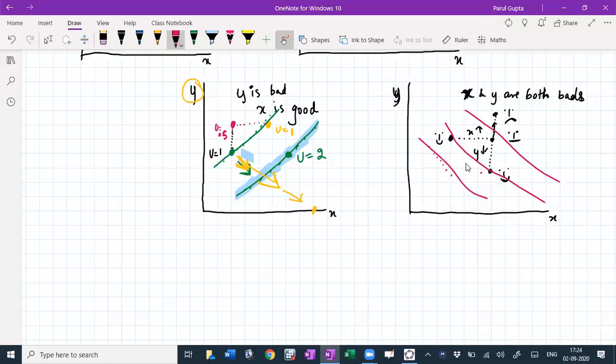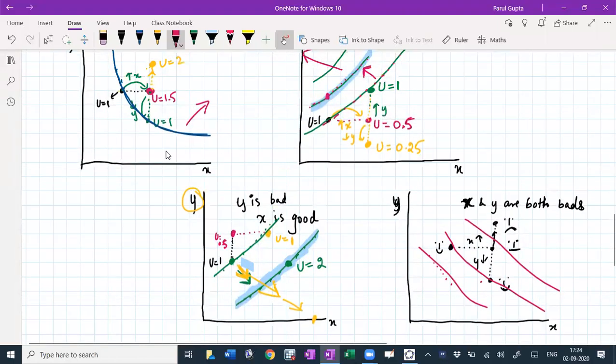Here also, now can you tell me in which direction I should point the arrow? How is this diagram different from this one? This is also a downward sloping curve, this is also a downward sloping curve. So how will we know just by looking at the diagram whether both are goods or both are bads?